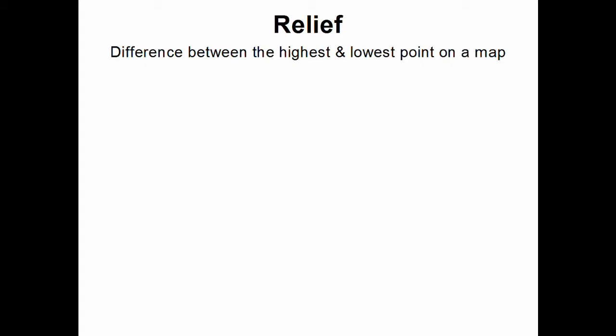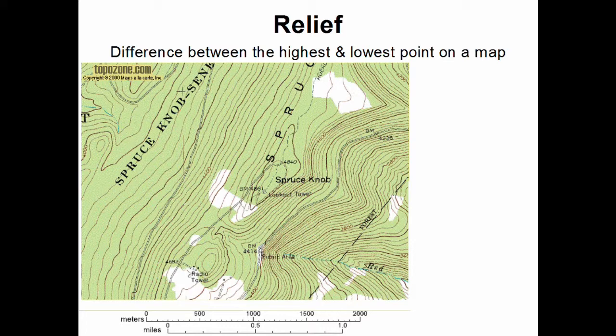Sometimes it is necessary to describe the terrain on the map in words. Now, that can be rather lengthy, and there's a simple way of doing it to tell the reader if you have a rough terrain or a fairly smooth terrain. It's called relief. The relief is basically identified as the difference between the highest and the lowest point on the map that is visible to you.